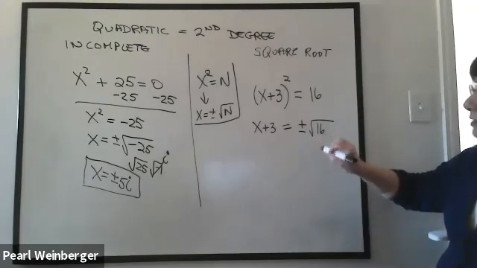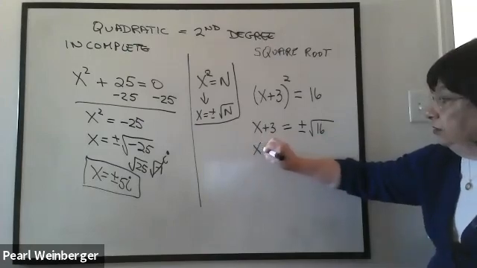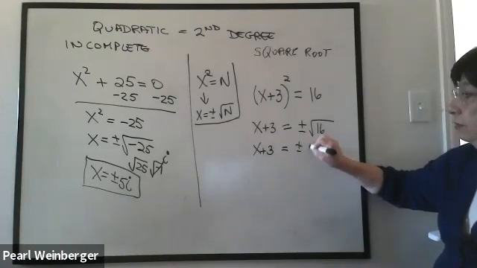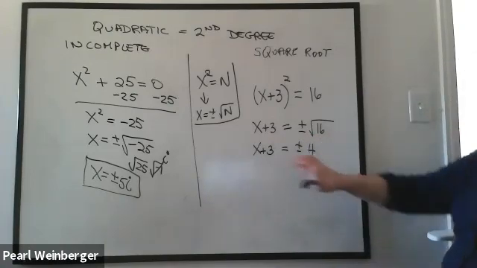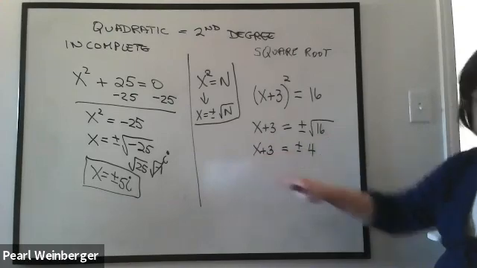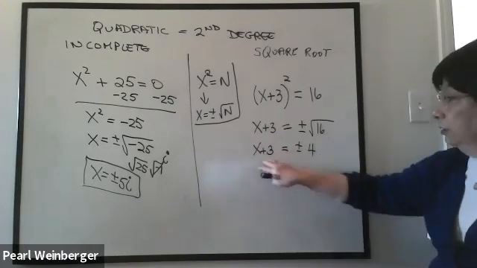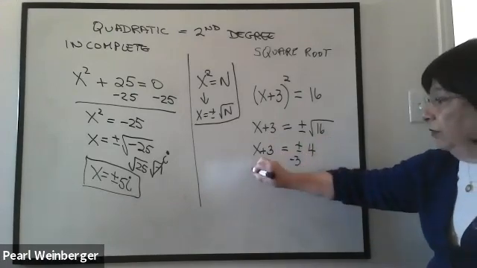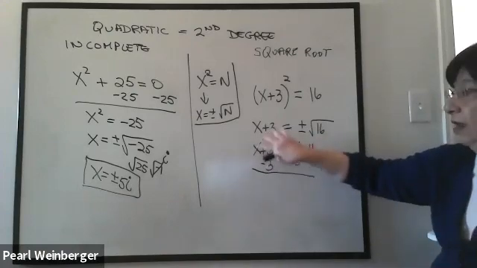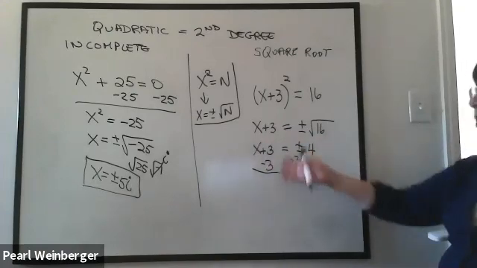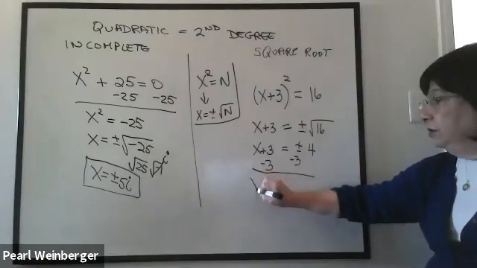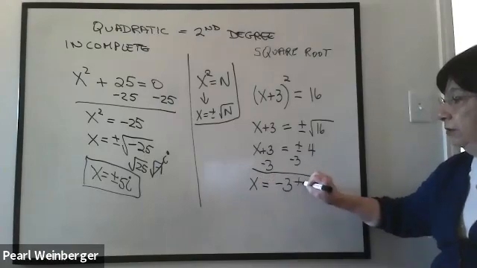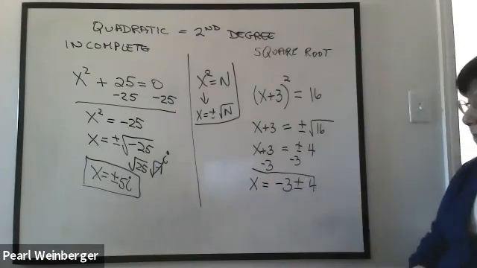I know the square root of 16 is 4. So this is giving me x plus 3 equals plus or minus 4. And since what I'm interested in finding is not x plus 3, but x, I'm going to subtract 3 from both sides. Whenever I do this, if I have something on the side with the x and I subtract it or add it, I always want to put it in front. In other words, that'll give me x equals -3 plus or minus 4.